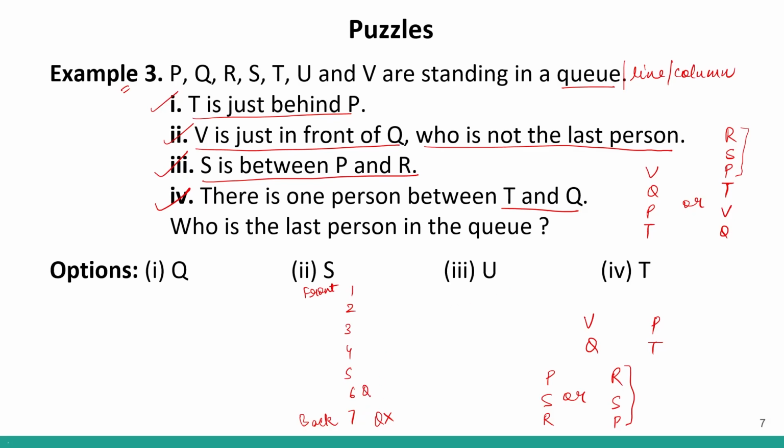Q is not the last. That means the latest or the last place where we can place Q is over here. So if I fill it like this, R, S, P, T, V, Q and U, can I have an arrangement? Yes. So this will be my final arrangement. So basically, we could not make the arrangement simply by going from the information. First, we wrote it down and then using trial and error, we came to the final arrangement. So the question asks who is the last person in the queue. The last person in the queue is definitely U. So my answer will be option number 3, U. Clear?